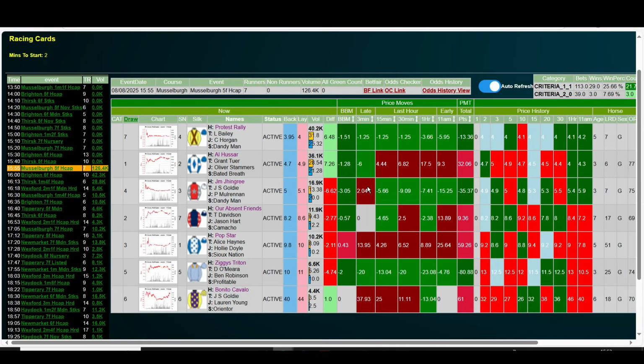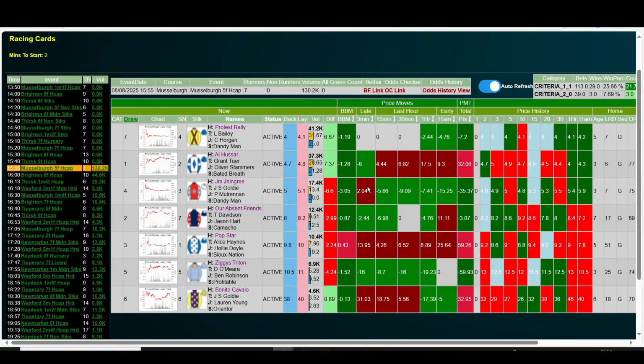Just 1 minute out now from Musselburgh. Looks like the favourites. Okay, so zeros are considered greens because they're not negatives, by the way. At the moment we do have a pick, ToS Rally. We're just going to wait for confirmation at the 1 minute mark. Now we've got to keep an eye on Siggy's Triton down here because he could slip into 9.8, which will put him into that zone.